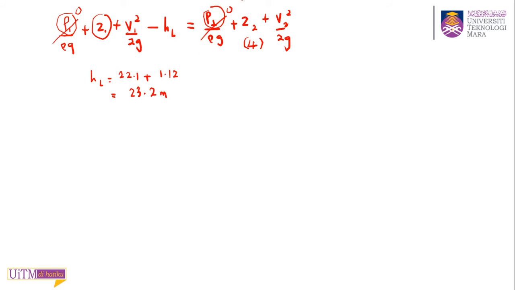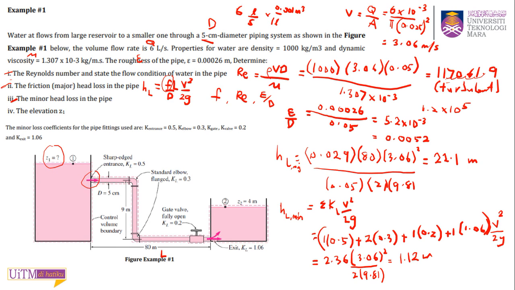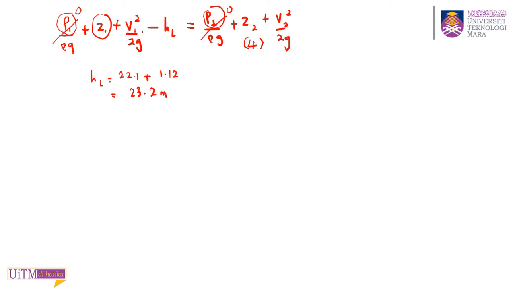How about V1 and V2 in this equation? What's the value for V1 and V2? We want to solve this equation, so we need to know this. Z1 we want to find, HL we already have, Z2 we already have, and this has been cancelled out. V1 and V2, how do we handle them?